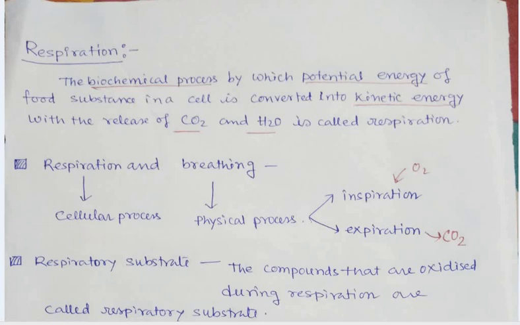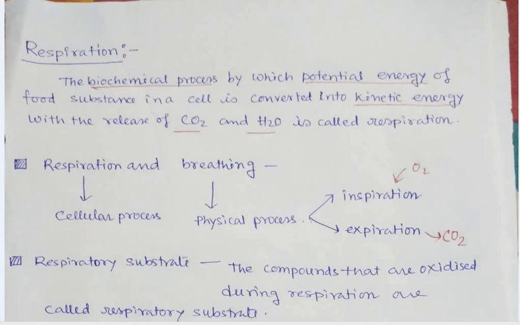But every cell of plants as well as animals requires energy. They get energy from food. Each and every animal obtains food from plants, directly or indirectly. So after the entry of food into the cell, it needs to be oxidized into kinetic energy. With the help of this kinetic energy, every cell does its own work.